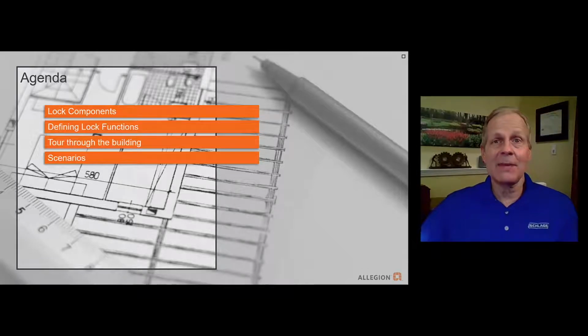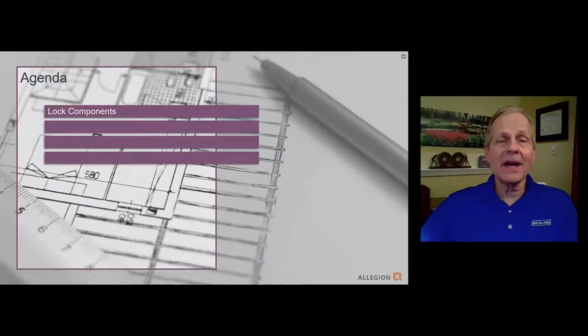It's basically a set of behaviors. We're going to be talking about how different lock functions work or operate. Then we're going to take a tour through a building, take a look at a variety of different doors, and determine which lock function would be best suited for that type of opening. And then finally, I'm going to give you some scenarios to take a look at, see if you can use the information I presented to you in today's presentation, and decide what lock functions would be appropriate for different types of openings.